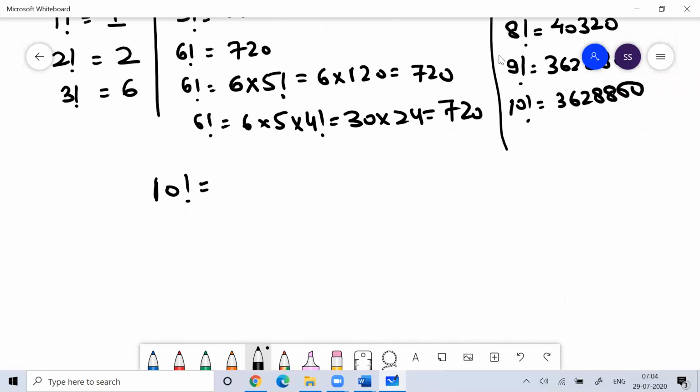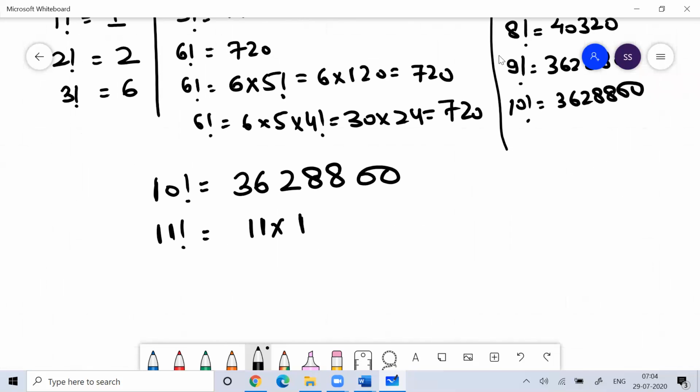10 factorial is 3628800. If I'm asking you 11 factorial, 11 factorial is nothing but 11 into 10 factorial. So this is 11 into 3628800. If I'm asking you this value, you can apply Vedic maths to get this.